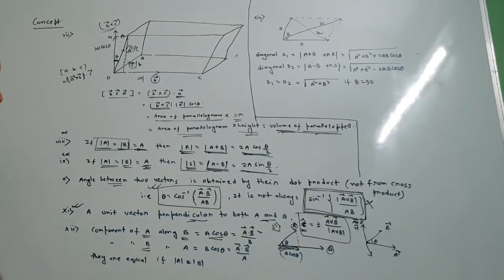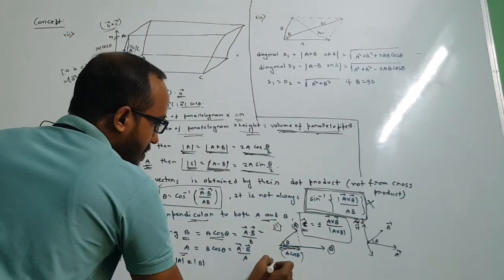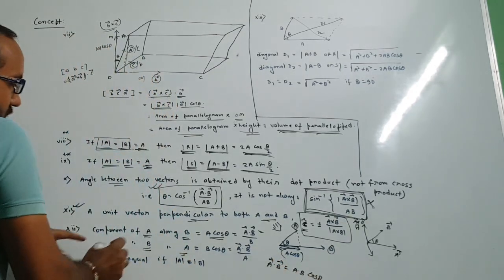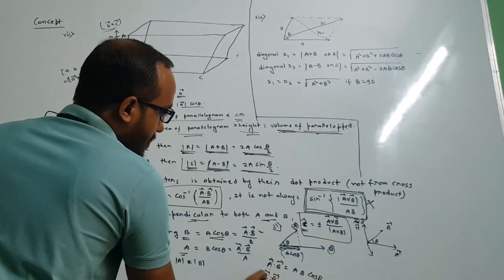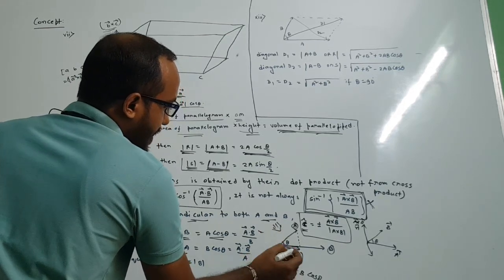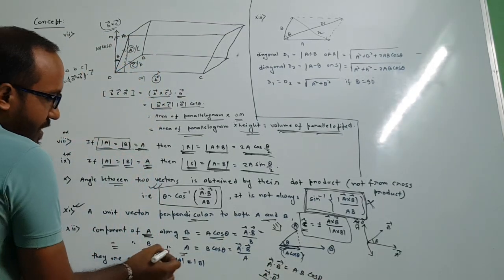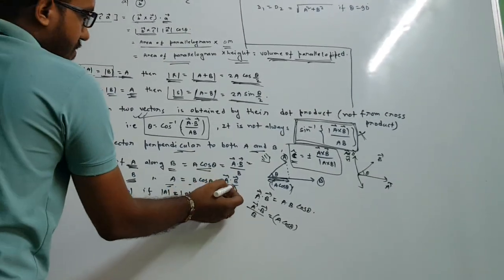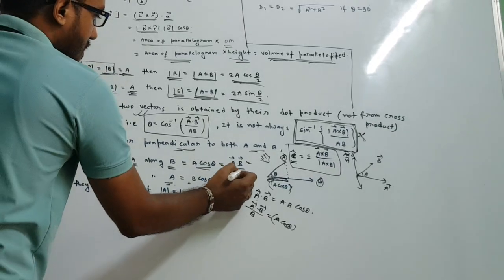If they ask about the component of B along A, we know A dot B is mod A mod B cos theta. If they ask about the component of A, then B should be downward. See, this is A cos theta because the component of A is A cos theta. So A cos theta would be A dot B by mod B. If they ask about the component of B along A, then A is downward. So the vector whose component they ask about should be in the downward position. This is the magnitude, mod A mod B.